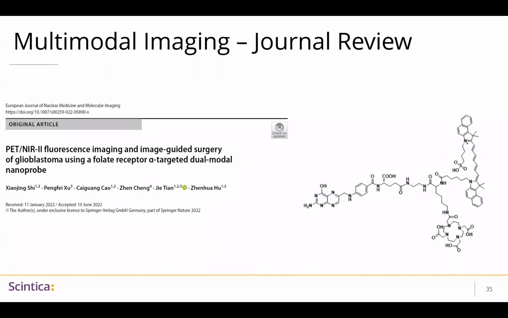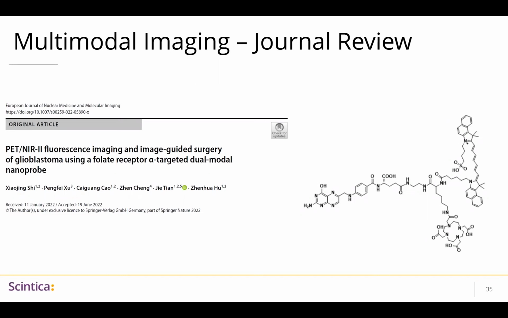A second paper, this one from the Chinese Academy of Science, they were looking to develop a specific targeted multimodal imaging agent to aid surgeons doing resection of a glioblastoma. And specifically, they wanted to be able to use fluorescence image guidance.